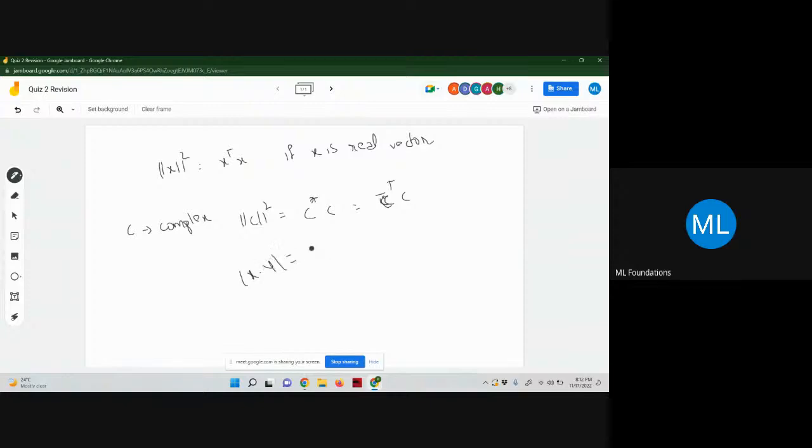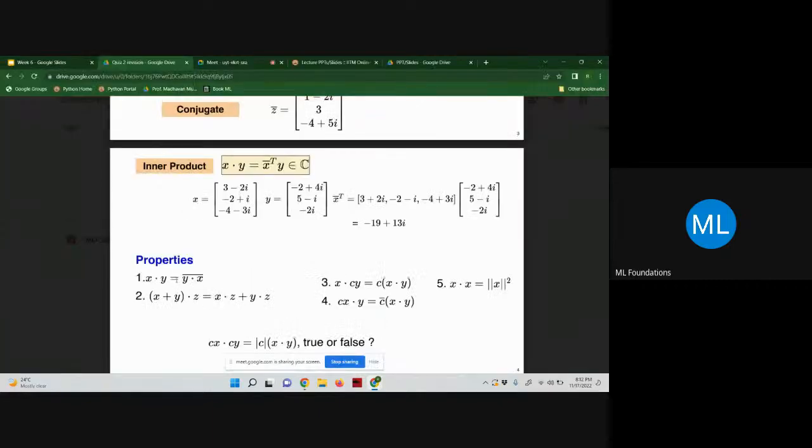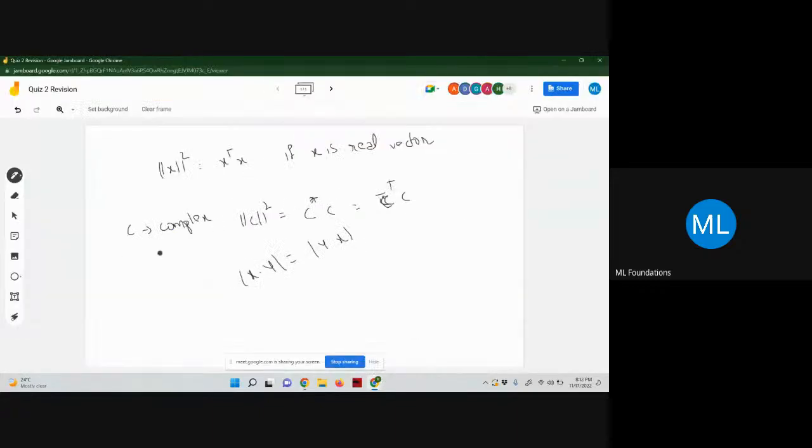the modulus of x dot y is going to be equal to the modulus of y dot x. Why? Because they are just conjugates, right? For conjugates, the modulus is going to be the same. A plus IB, A minus IB, the length is going to be the same, right? So first of all, I didn't talk about this, maybe I'll just repeat this.